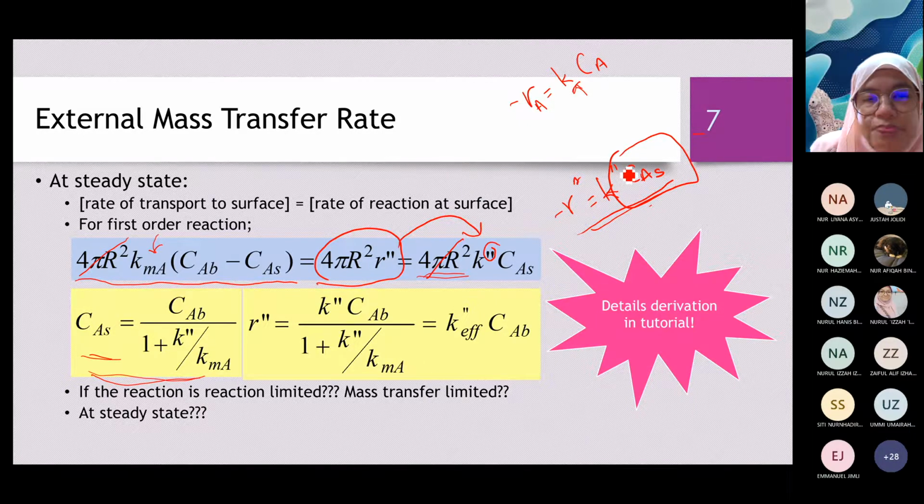So for k prime, we just substitute this C_As into the rate law equation and you get this equation. k prime C_As is replaced by C_Ab over 1 plus k prime over k_mA. This term we can simplify as k effective, the effective rate constant. Remember that for the rate at the catalytic surface, we need to express it in terms of the concentration of reactant at the bulk fluid. So finally you get this equation.